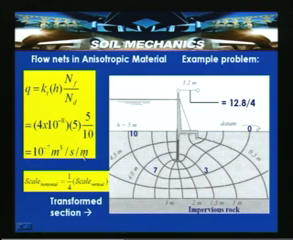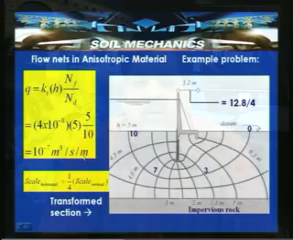So this is how we treat anisotropic soils, particularly in 2-dimensional problems. We convert them into transformed sections, draw the same flow nets, and then determine the rate of seepage, and the procedure is very similar to the one we discussed already.